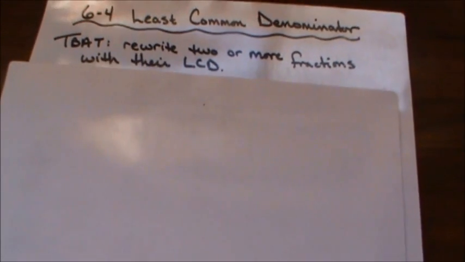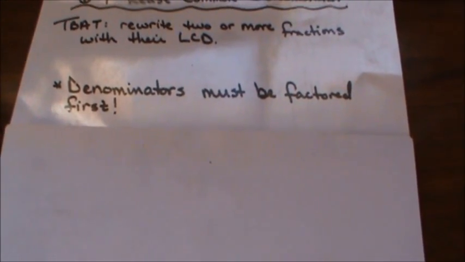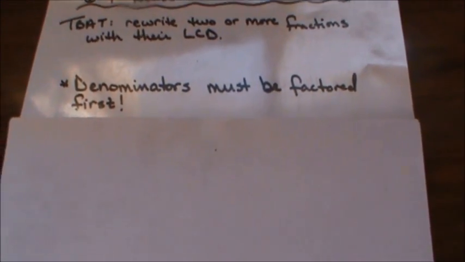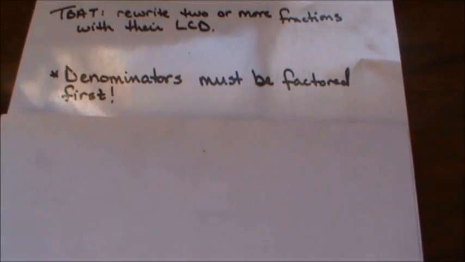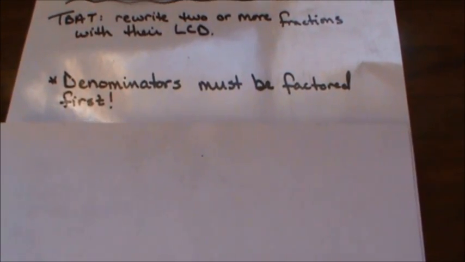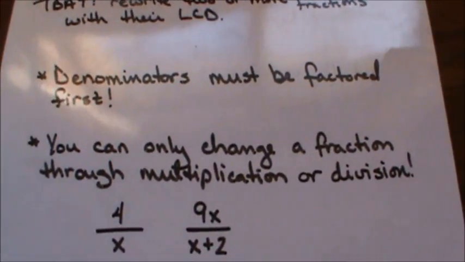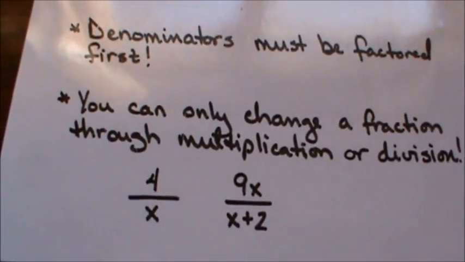There's two big things to note in this section, and keep in mind. If you're going to do anything to the fraction, you must look at the denominators in factored form first. Okay? All denominators must be factored. The other piece is that you can only change a fraction through multiplication or division.